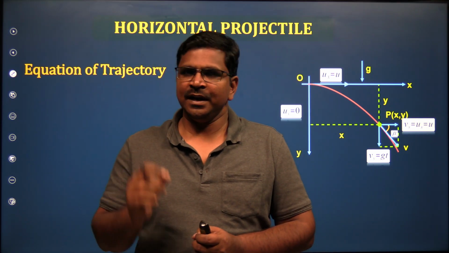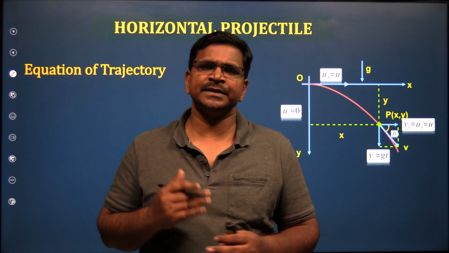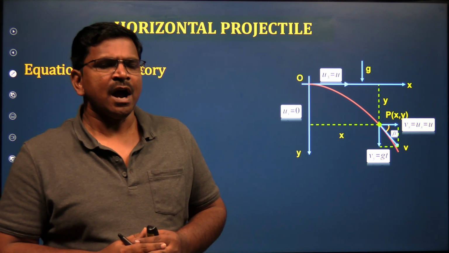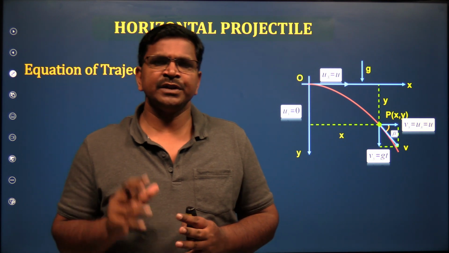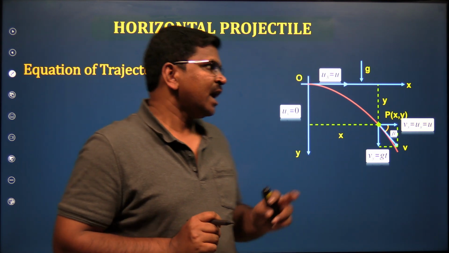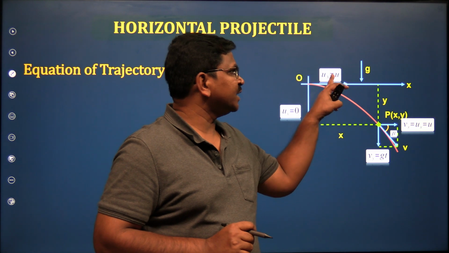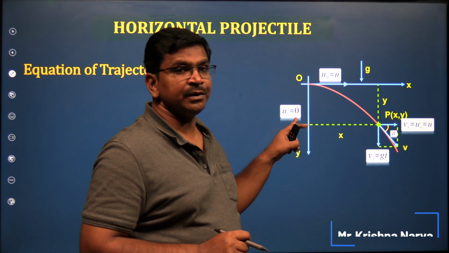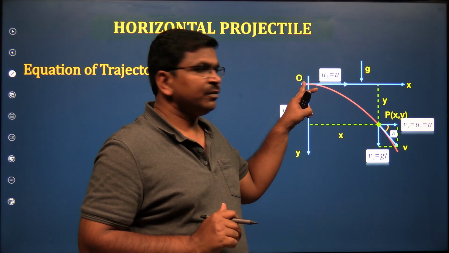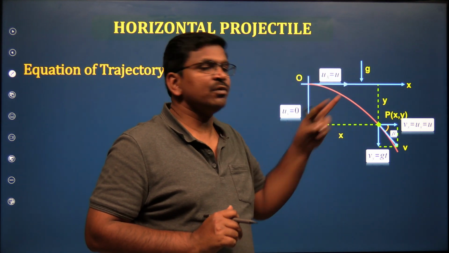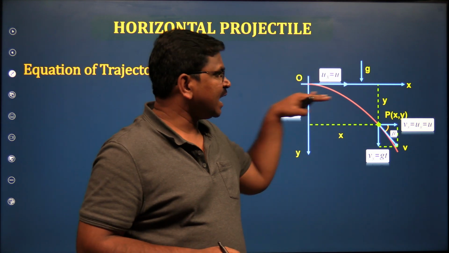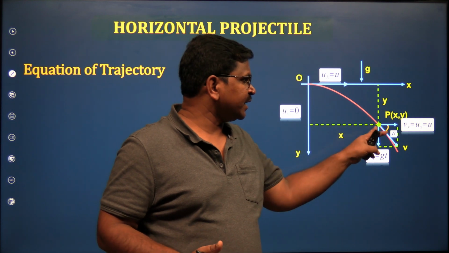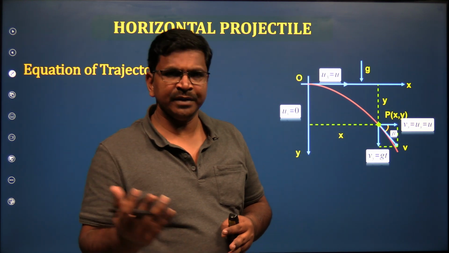Hello students, let us have a brief idea, and this is part of the revision series of the JEE Main 2024. Horizontal projectile motion. If you observe, a particle is thrown horizontally with velocity u, and initially the vertical velocity is 0. The acceleration is acting only downward, that is g, and horizontal acceleration is 0.